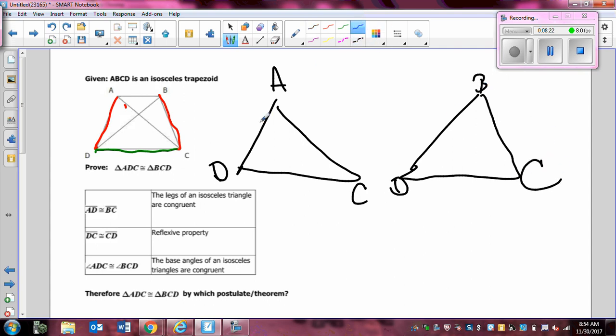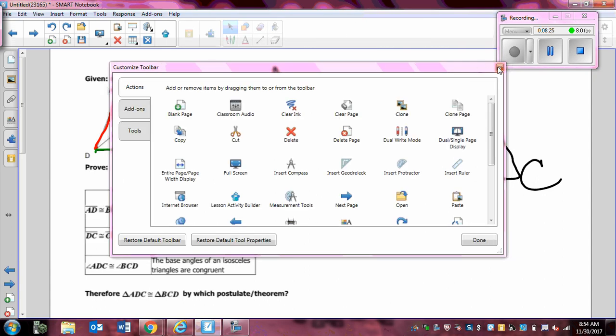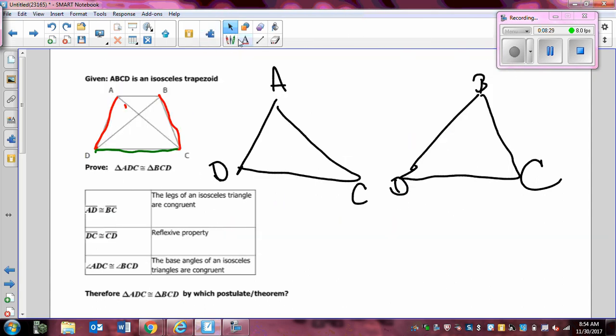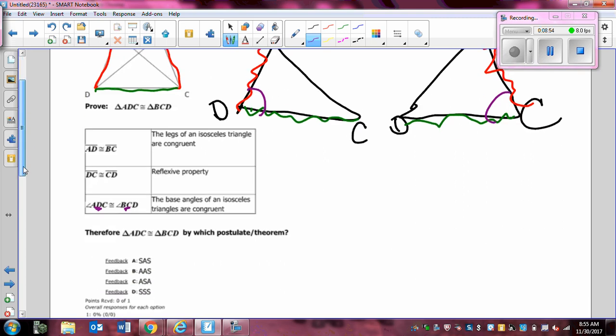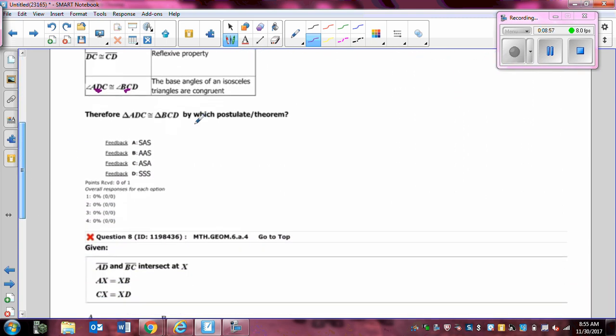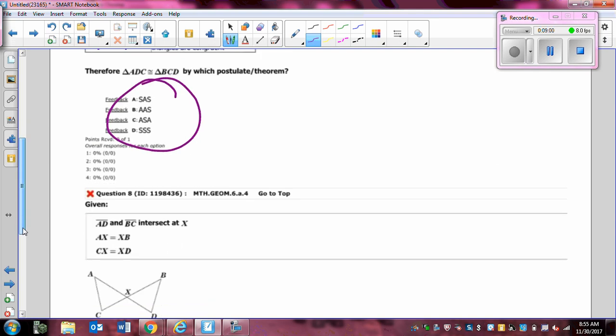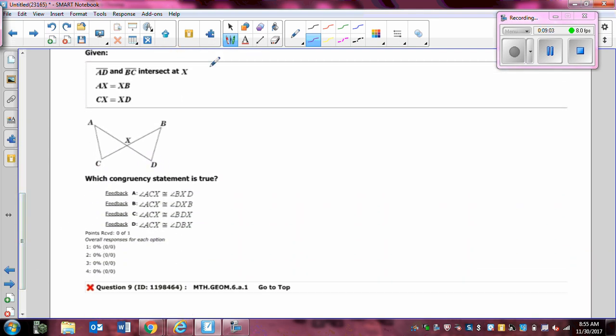And I'm going to fill in all the information that I have. I used red, and I said AD is congruent to BC, and I said DC is congruent to CD, and now they're telling me that angle ADC is congruent to angle BCD. Remember, the vertex, the angle you're talking about, is in the middle, and you guys are going to tell me why we know that these are congruent. These are our reasons. Just plug in everything that you know.